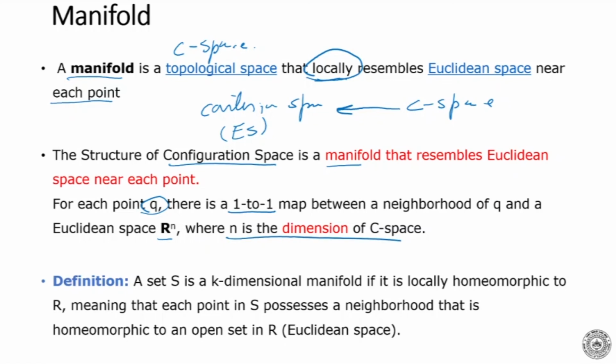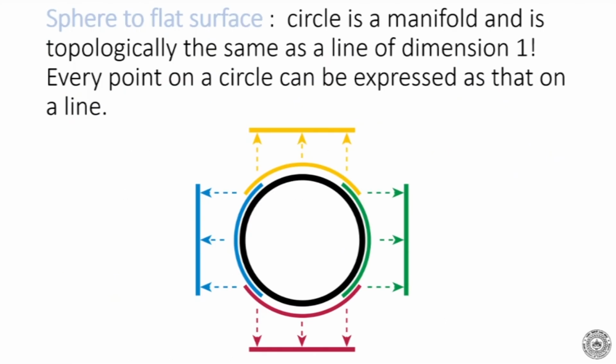Okay. Now this is a definition. A set K is a k-dimensional manifold if it is locally homeomorphic to R^k, meaning that each point in S possesses a neighborhood that is homeomorphic to an open set in R^k. Okay, this is maybe a little confusing, but as we go along, it will become clear. So it basically means that you can map from C space to Cartesian space, because the configuration space resembles Cartesian space locally. Okay, and configuration space is a manifold. Okay, and that is the reason why it is called a manifold.